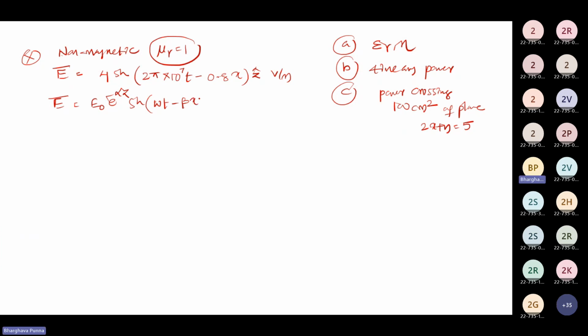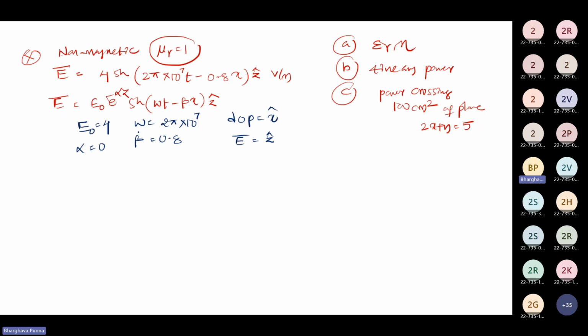So I'm taking here beta x and the orientation is z cap. Now by comparing these two, we can tell E naught is equal to 4 and there is no e power minus alpha z term in the given expression. So alpha is equal to 0 and omega is equal to 2 pi into 10 power 7 and beta is equal to 0.8. Direction of propagation is x and E bar is oriented in z cap direction. So all these things we can take from the given single expression only.